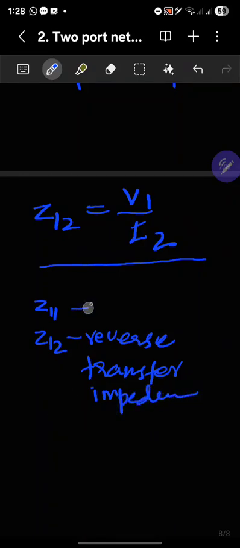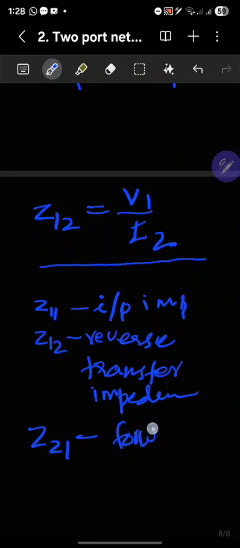Impedance, this is input impedance. Similarly, Z21 is forward. When it will become forward, we already discussed. If it is output by input, 2 1, then it is forward. Same thing, transfer impedance. I'm not writing it completely, you can fill it in easily. Then Z22 is called output impedance.